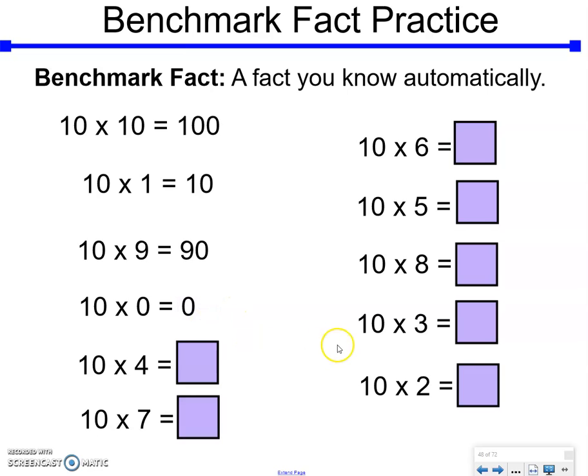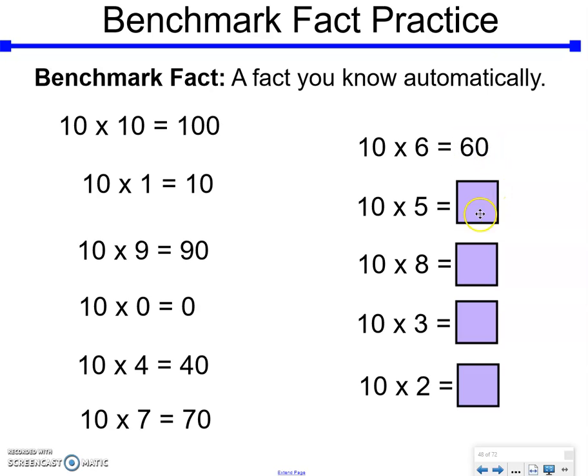You're going to solve the rest of these independently. Here we go. 10 times 4. Yes, 10 times 4 is 40. 10 times 7. Yes, 10 times 7 is 70. 10 times 6. Oh yes, 10 times 6 is 60. 10 times 5. Of course, 10 times 5 is 50.